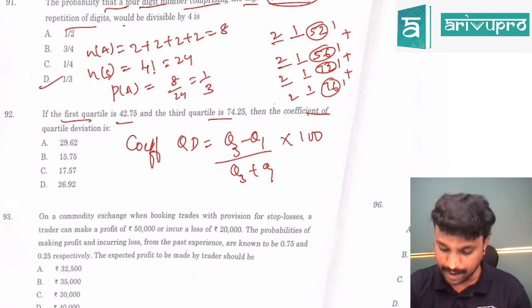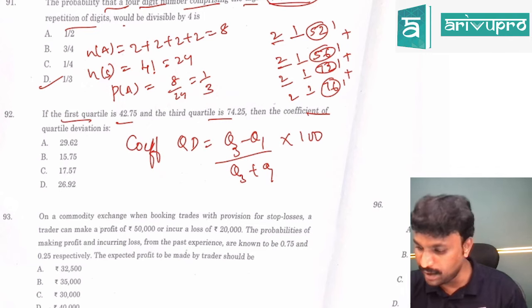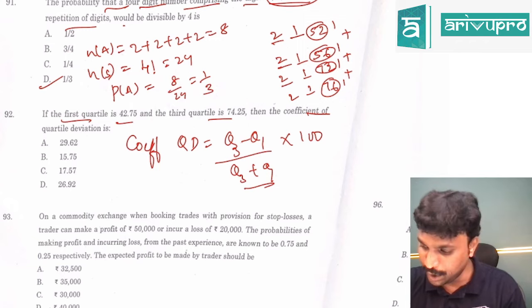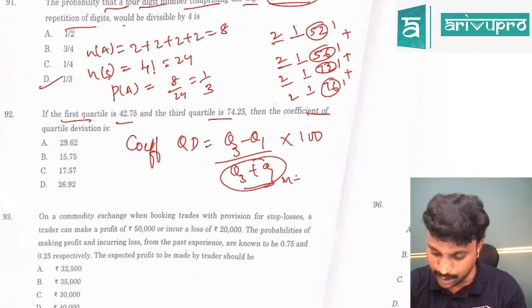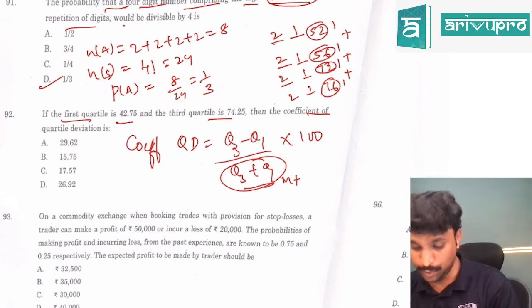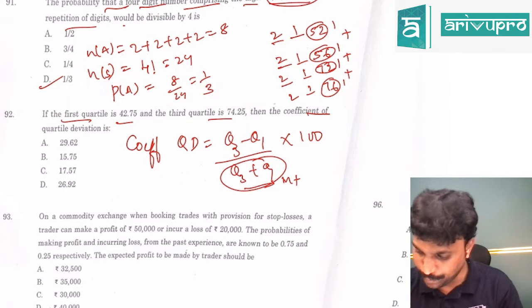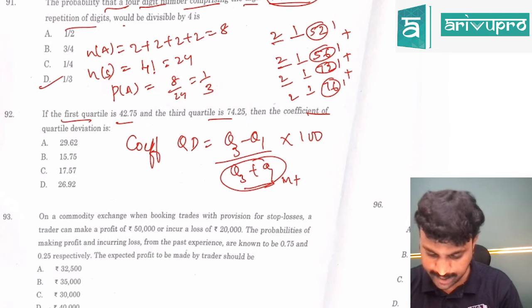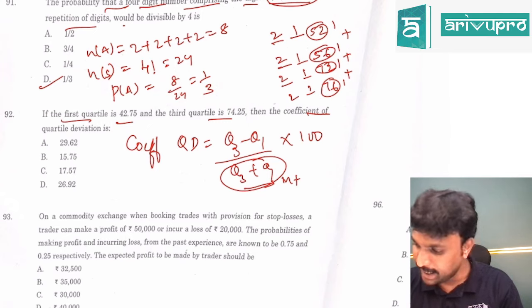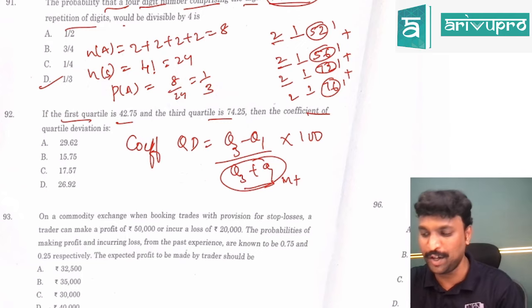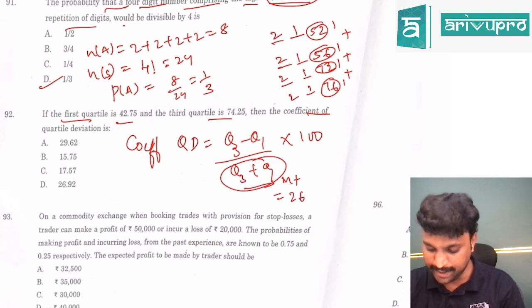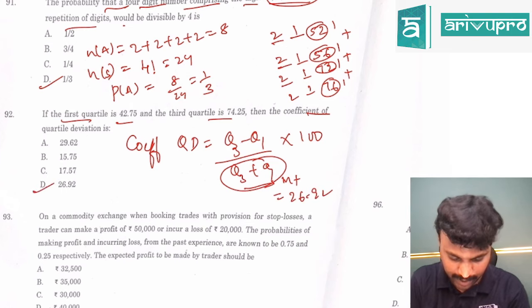What is Q3 plus Q1? First of all, solve the denominator. Q3 is 74.25 plus Q1 is 42.75. So you get the result. Store the value. Now feed the numerator. Q3 is 74.25 minus Q1 is 42.75, divided by MRC, and then press equal. So you get 0.2692, into 100 it is 26.92. So option D is the answer.